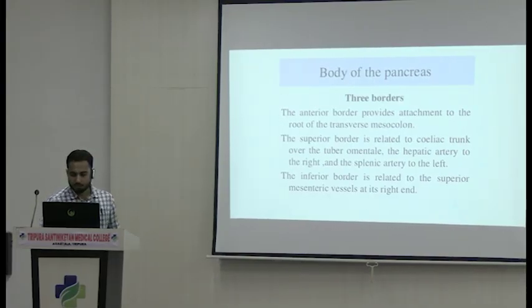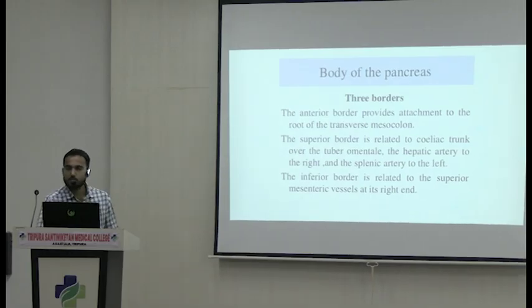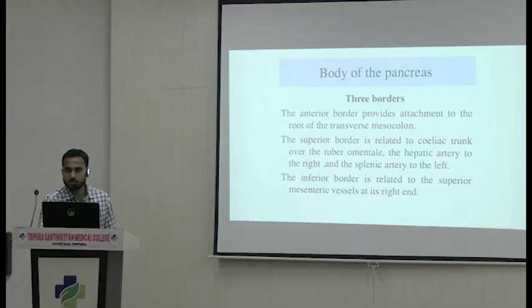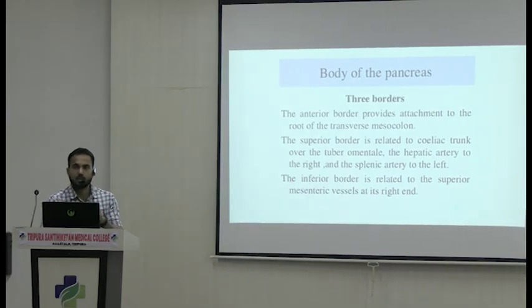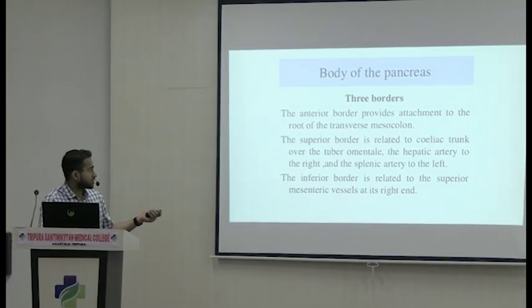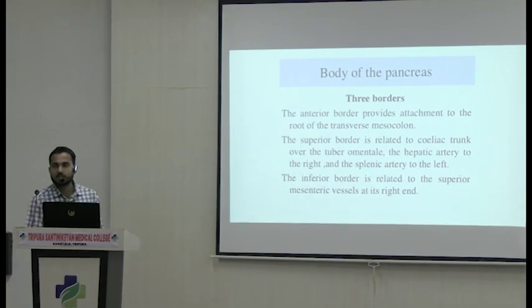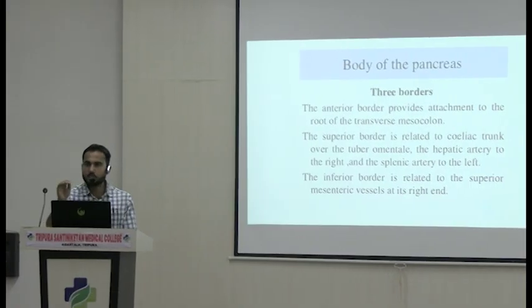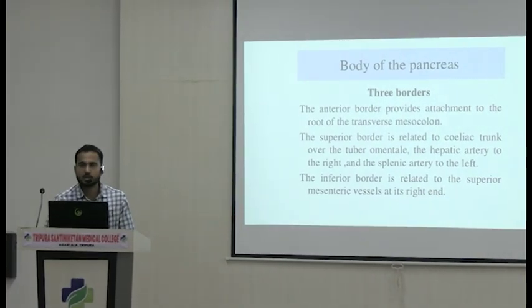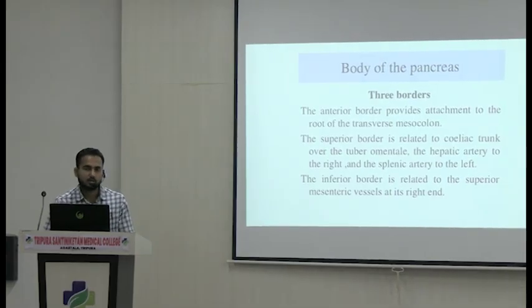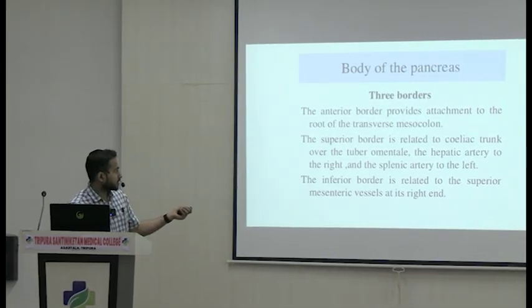So first we'll see about the borders. The anterior border will provide the attachment to the root of the transverse mesocolon, which is the peritoneal fold of the transverse colon. Next, the superior border is related to the celiac trunk. Now this particular part is very important. In case of the body of the pancreas, at the proximal part of the superior border an elevation is there, which is called the tuber omentale.